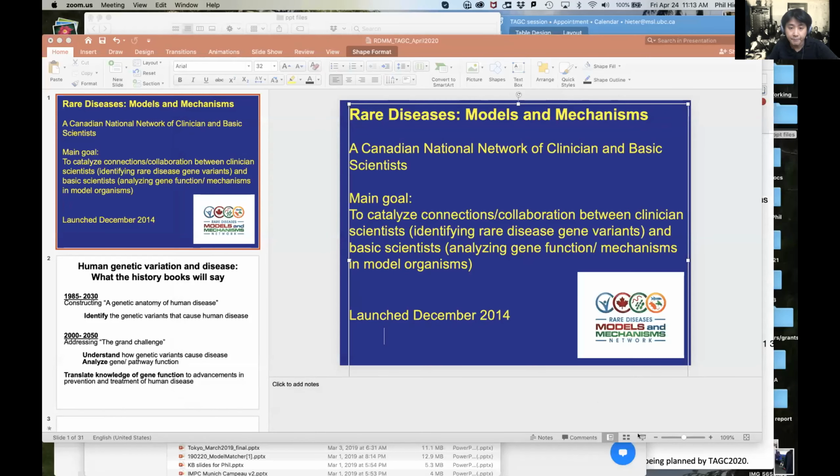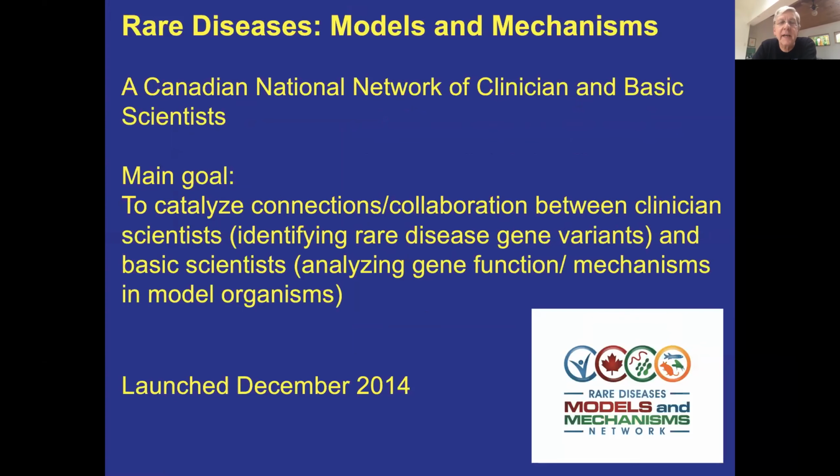Okay. Well, thank you. What I want to do today is tell you about a national network of clinician and basic scientists that we've established here in Canada called Rare Diseases Models and Mechanisms, or RDMM. And the main goal of this network is to catalyze connections and collaboration between clinician scientists at the time they identify a new rare disease gene variant with a basic scientist who is poised to study the function of the gene in a model system. And this network was launched in December of 2014.